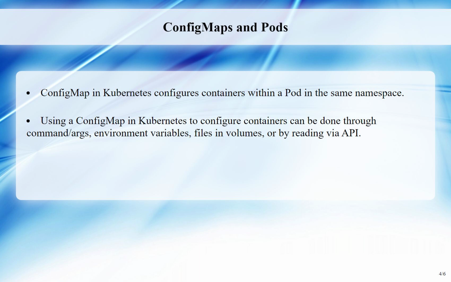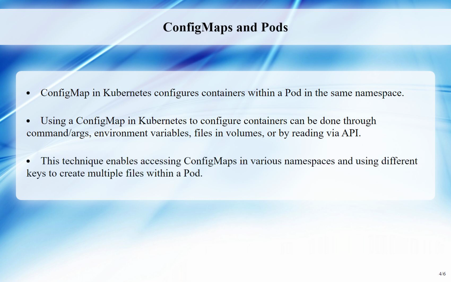Accessing the Kubernetes API directly enables applications to subscribe to updates when the ConfigMap changes and react accordingly. This technique also allows access to ConfigMaps in different namespaces.